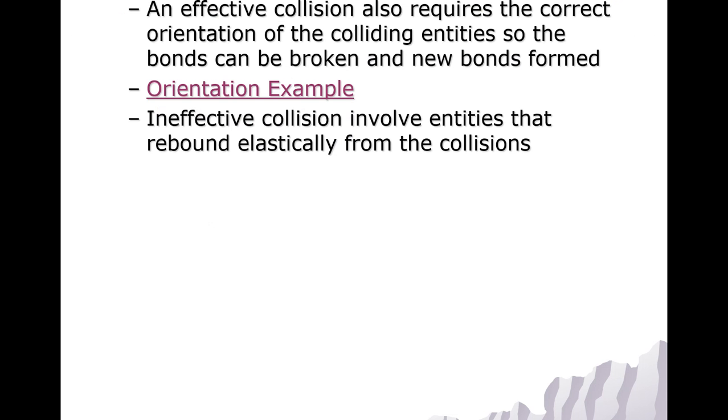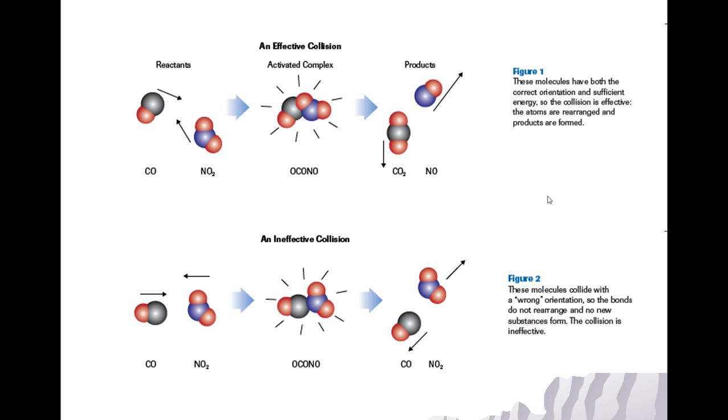Okay. So, is there anything to copy down on that? So here's just a visual representation using actual two molecules. Carbon monoxide and nitrogen dioxide, they collide at the right orientation, they form an activated complex, and when they separate, now you've got CO2 and nitrogen monoxide.